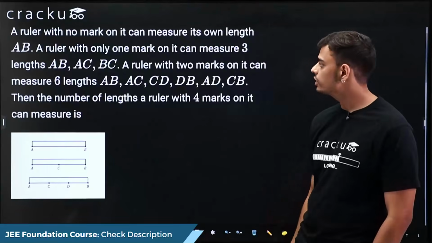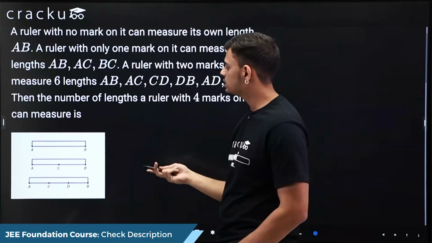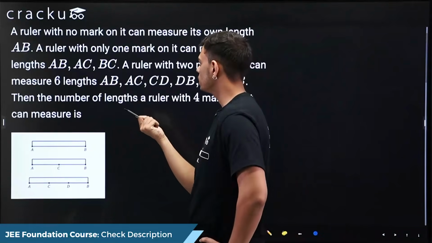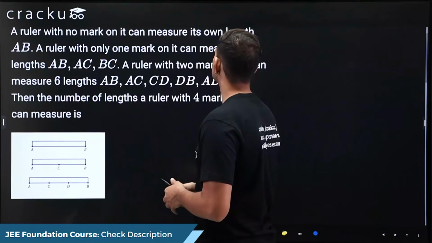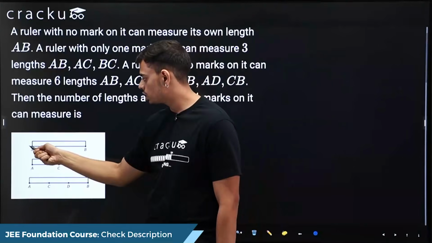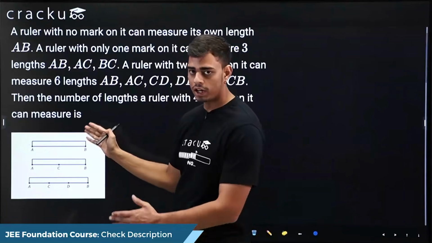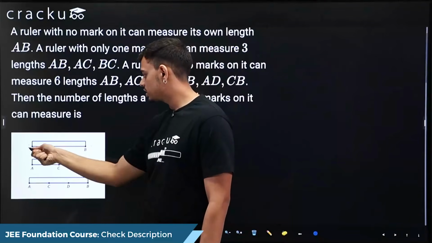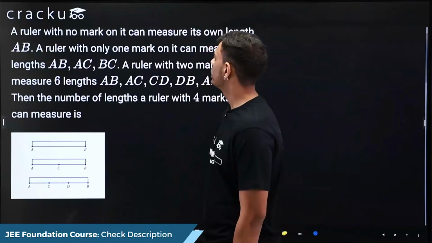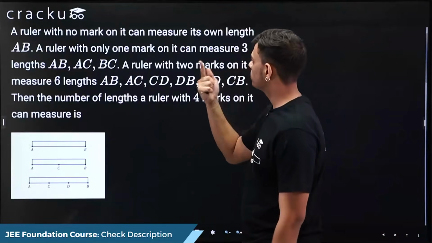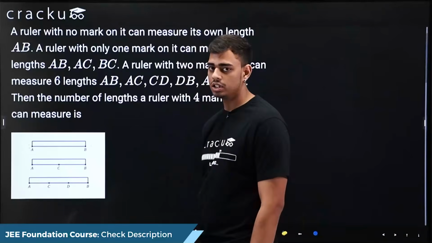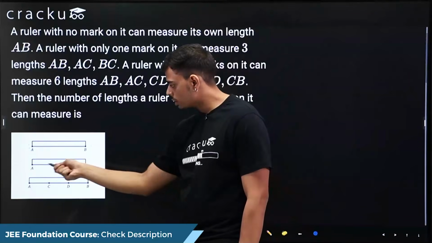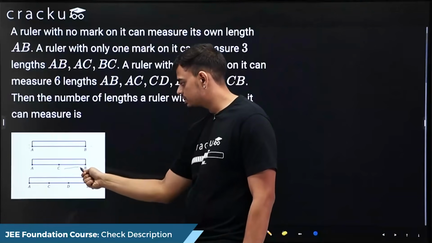In this question, we are given some figures about a ruler. A ruler with no mark on it can measure its own length AB. So this is a ruler AB. There is no mark on it, no mark in between. A and B are the only two marks. It can measure only the length AB. A ruler with one mark, that is C, can measure AB, the whole AB, AC and BC.